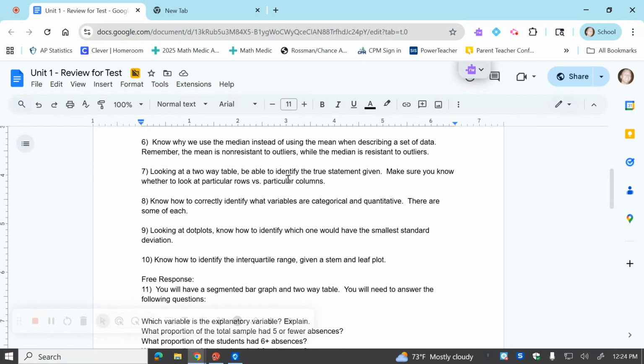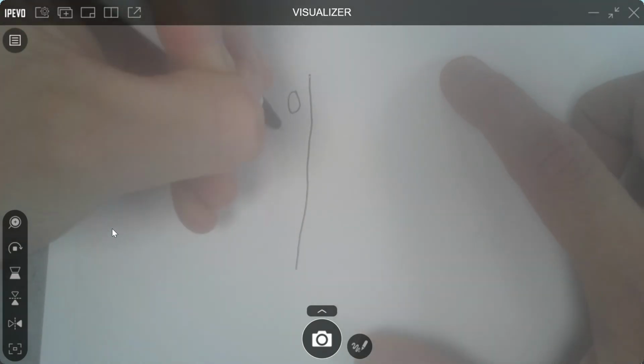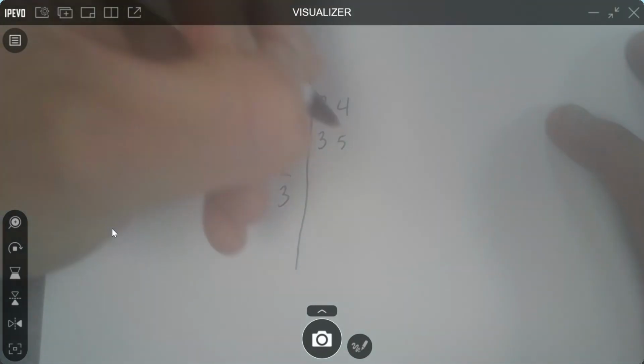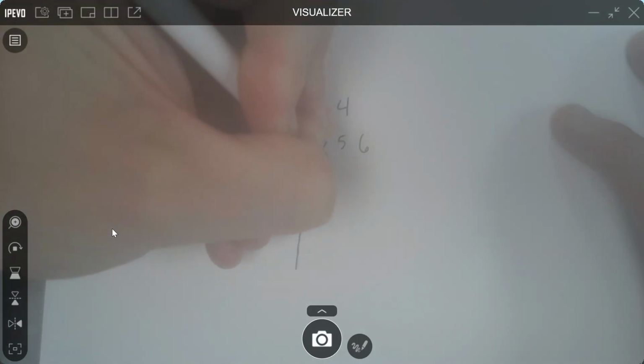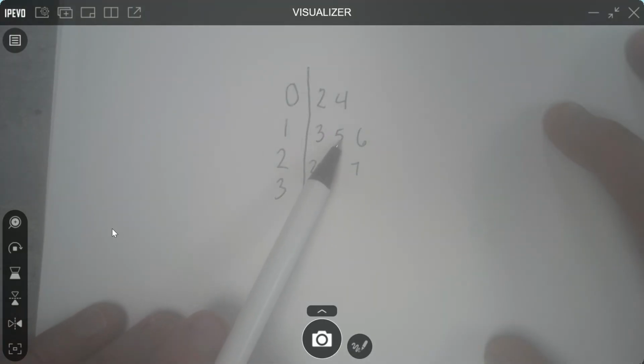Number 10, know how to identify the interquartile range given a stem and leaf plot. So, let me refer back to my dot cam for you. Stem and leaf plot. Remember, you've got your vertical bar, you've got your stems here, and you've got your numbers. We'll just make up some right now. So we've got 1, 2, 3, 4, 5, 6, 7, 8, 9.